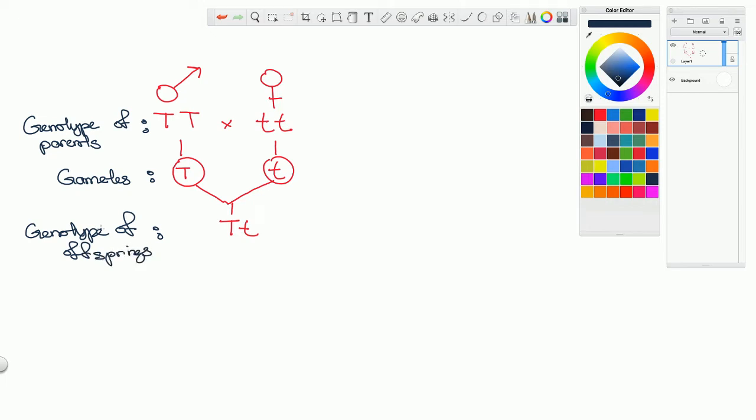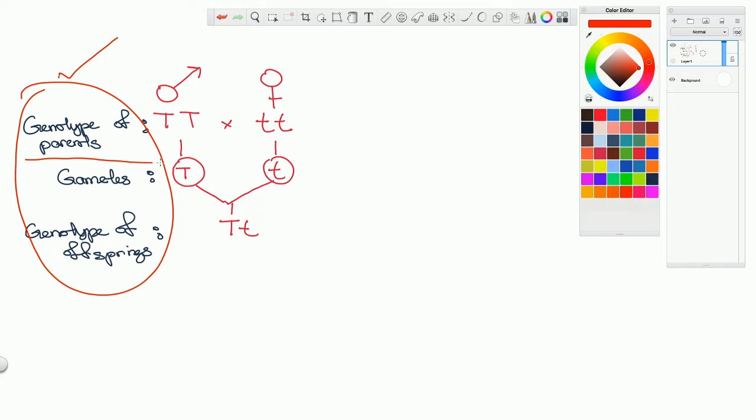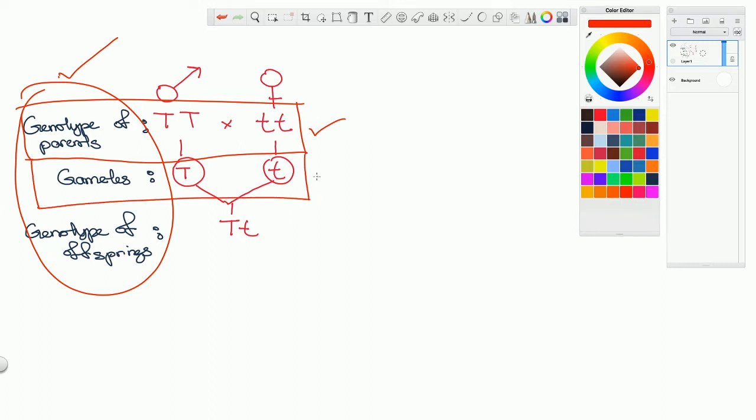When it comes to the exam, you have to show all the titles here, then only is it considered correct. The marking is very simple. With the title genotype of parents and the answer correct, you get 1 mark. For the gamete, with the title and the circle as well, you get another 1 mark. And the genotype for the offspring, with the answer correct, you get 1 mark.